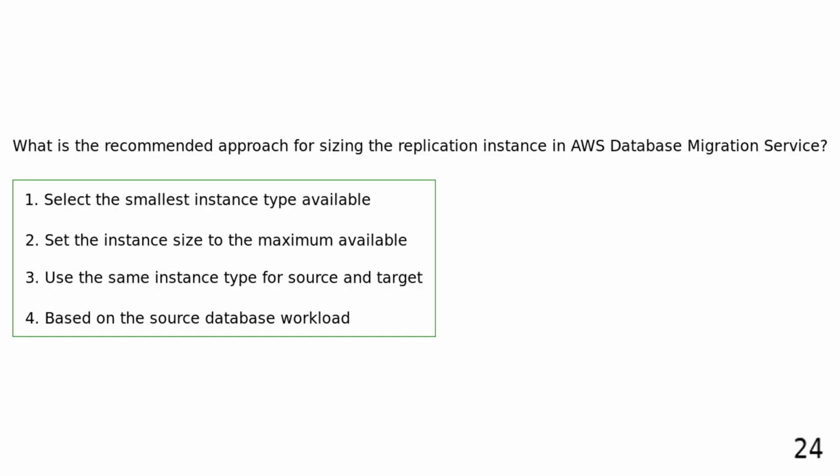What is the recommended approach for sizing the replication instance in AWS Database Migration Service? Select the smallest instance type available. Set the instance size to the maximum available. Use the same instance type for source and target. Based on the source database workload.